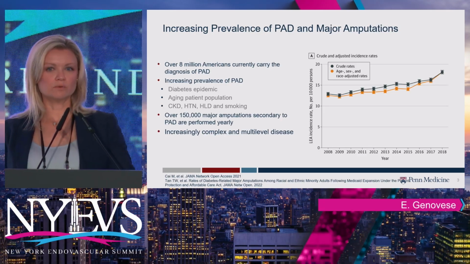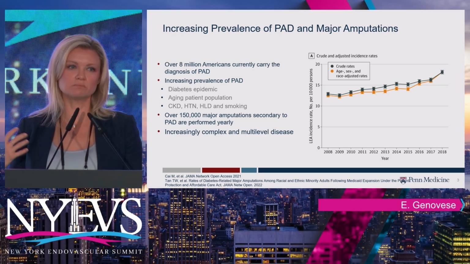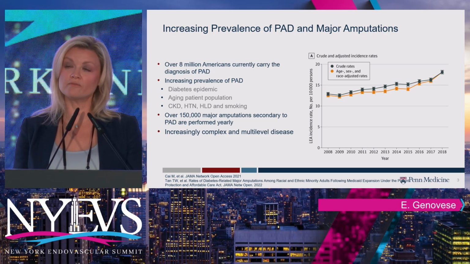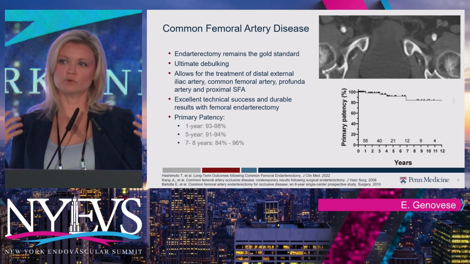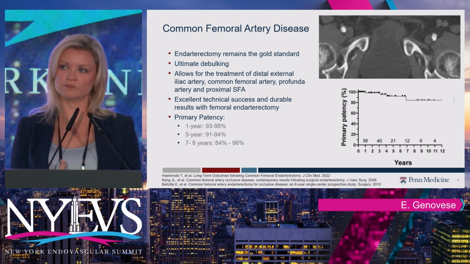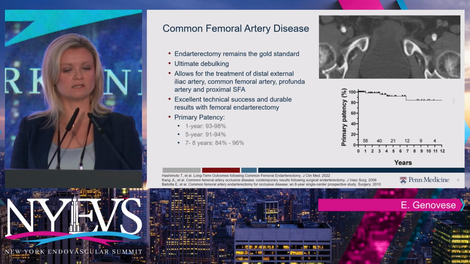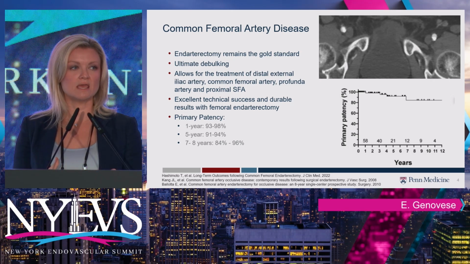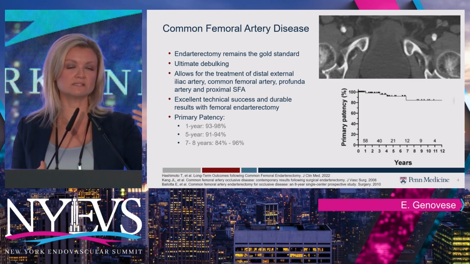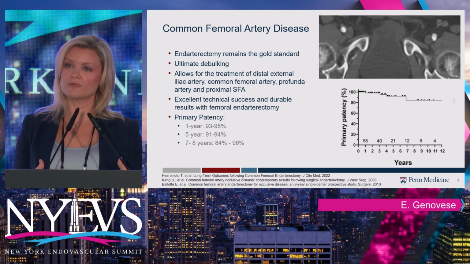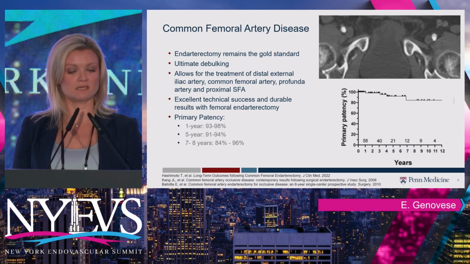So we all know we have increasing prevalence of peripheral arterial disease, and with this comes more complex multi-level disease, which is also more often now including common femoral disease. When we start looking at how we treat this, and this is a recurring theme we've heard from all the speakers and with our panel conversation, I think as a vascular surgeon, I still really do think that endarterectomy remains a gold standard. It gives you the ultimate debulking technology. It allows you to treat everywhere from the distal external iliac artery, preserve that bifurcation, and potentially treat an extended portion of the profunda, but in addition, the SFA as well.